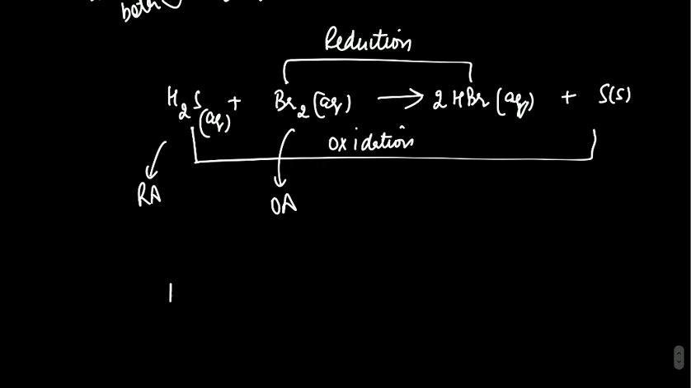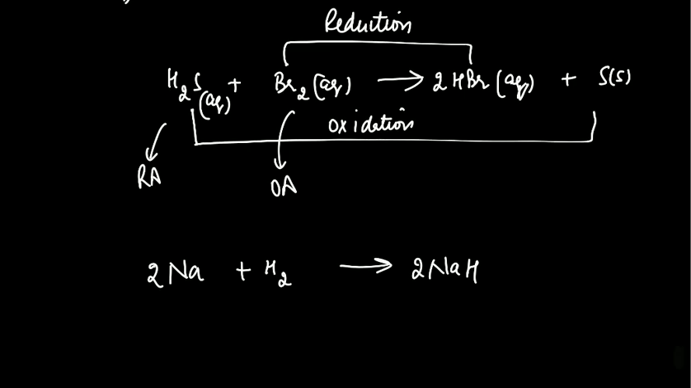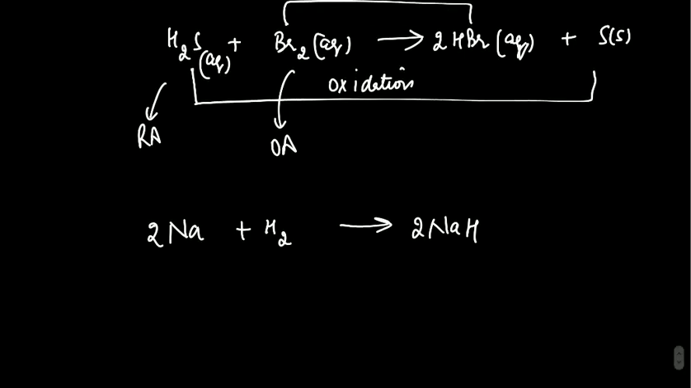We can take this example: sodium reacting with hydrogen to give us sodium hydride. We need to balance this. In this chemical reaction, if you see, hydrogen is getting added. Sodium over here is adding hydrogen, addition of hydrogen, and over here, what is happening to hydrogen?